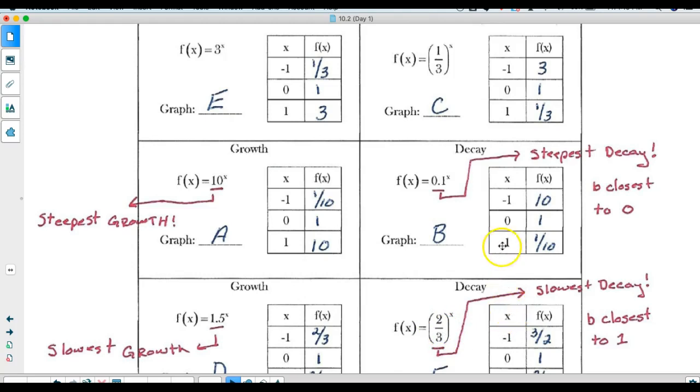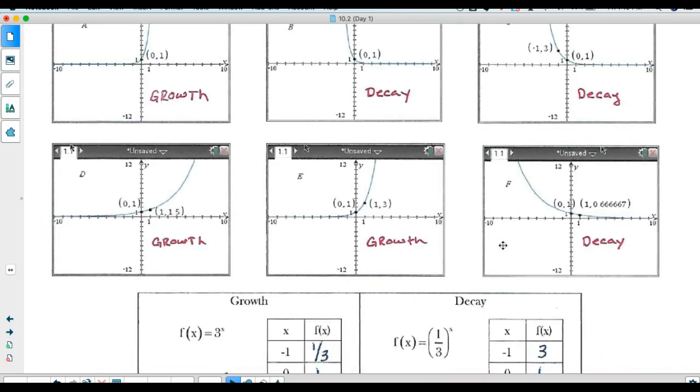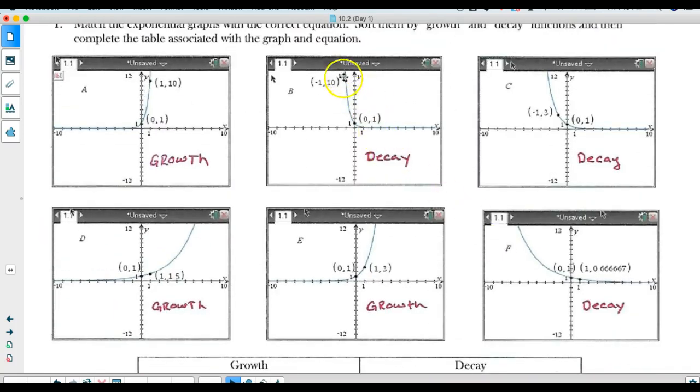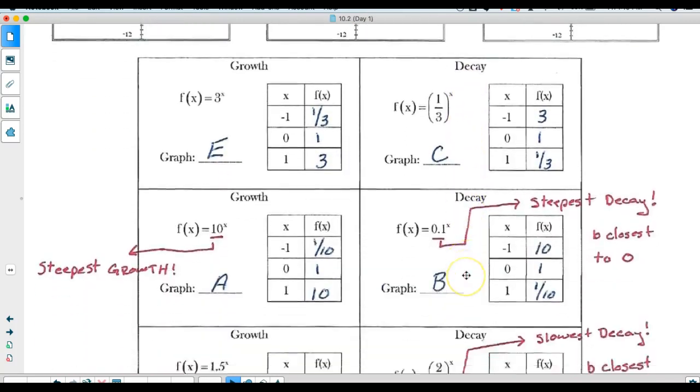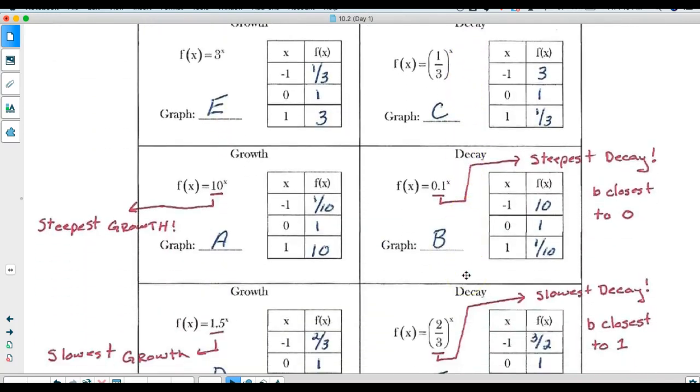Okay, so what I'm looking at is graph B right here. That's my steepest decay function. It goes down the steepest because my b value is the smallest. And here, graph F is my flattest decay function, which is going to be my biggest b value. Okay, so it's just kind of a flip-flop between growth and decay.